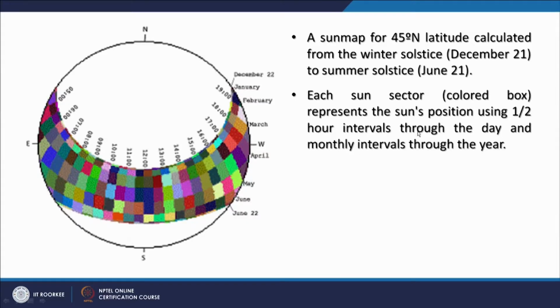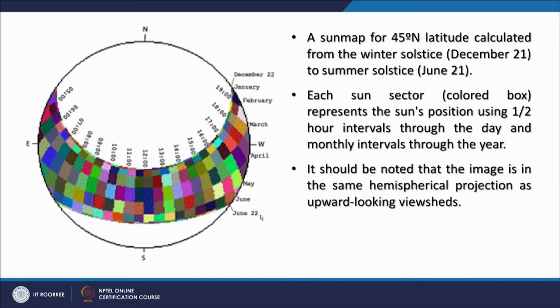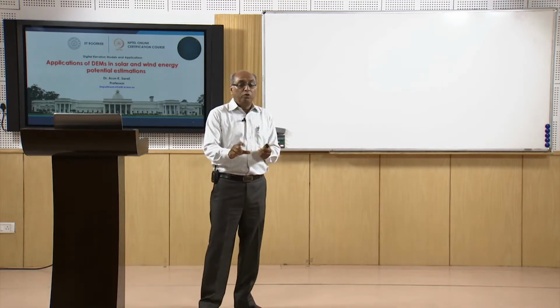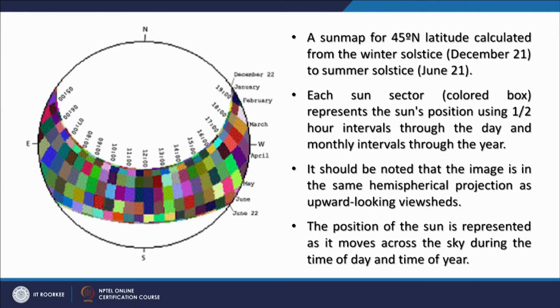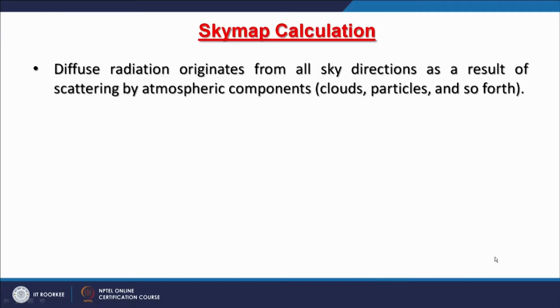As mentioned earlier, the sun sectors, which have different colors shown here, represent the sun position using 1.5 hour intervals. So you are seeing these sectors, this is like 15 hours, this is 14 hours. For each half an hour there is one sector through the day, and monthly intervals through the year. These months are shown here. And this image, that is the sun map, is in the same hemispherical projection as the viewshed, and therefore this overlaying is possible. So the position of the sun is represented as it moves across the sky during the time of day and time of year.